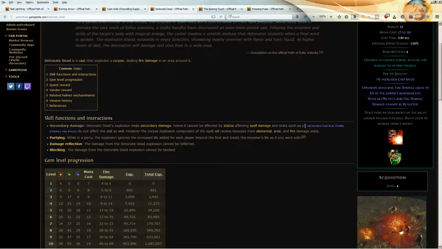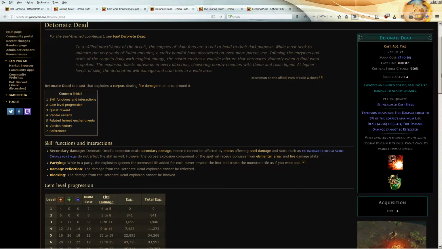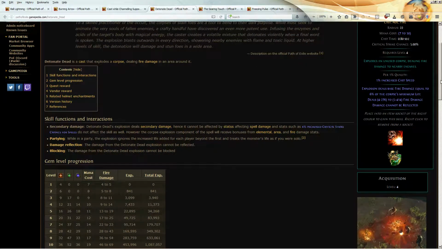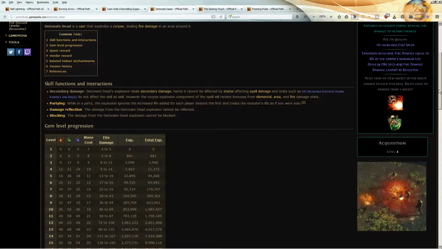Despite this, oddly, things like increased critical strike chance for spells do not work, because this skill basically has non-spell crit. It's very weirdly coded. So there's no such thing as secondary damage crit in this game. The only way to affect Detonate Dead crit, the crit of the explosion, is to get generic crit, something like Assassin gives from power charges, right?